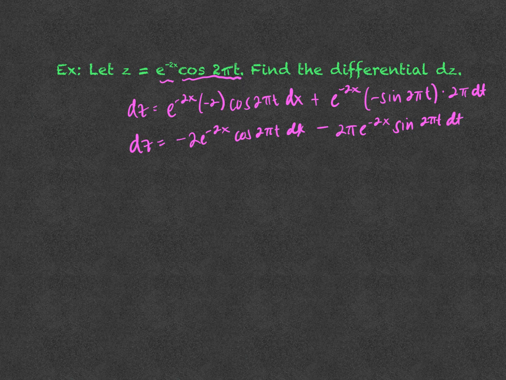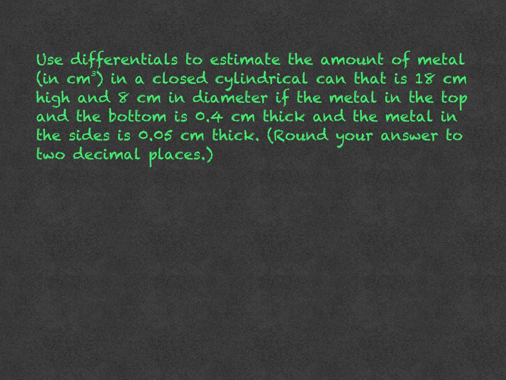All right, let's look at one more. This is our great application problem. It says use differentials to estimate the amount of metal in centimeters cubed in a closed cylindrical can that is 18 centimeters high and 8 centimeters in diameter, if the metal in the top and the bottom is 0.4 centimeters thick and the metal in the sides is 0.05 centimeters thick. Round your answer to decimal places. So the volume of a closed cylindrical can is volume equals pi r squared h.